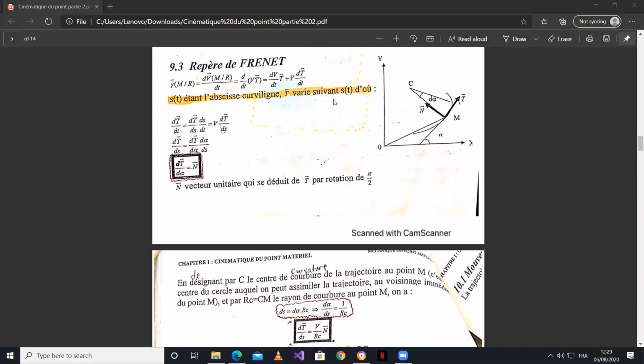So they're telling us, en désignant par C le centre de courbure de la trajectoire au point M, centre du cercle auquel on peut assimiler la trajectoire au voisinage immédiat du point M et par RC égale CM, le rayon de courbure au point M.